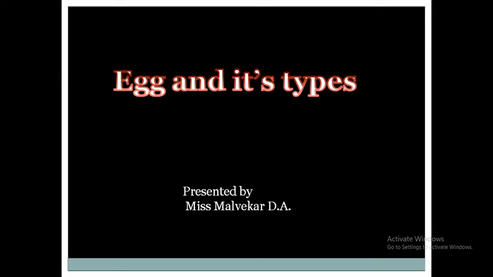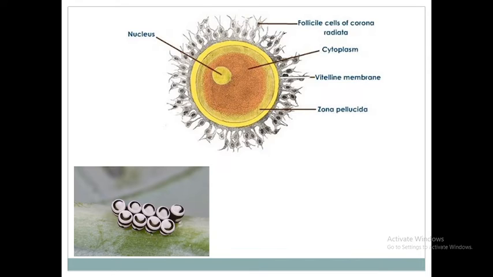And in this very interesting topic, we are going to study about the egg, its structure, and different types of eggs in different animals. Now, this is the structure of a female gamete in the human being, and this is the structure of a female gamete or the egg in the insect. If we compare the structure, it will differ from animal to animal, right?